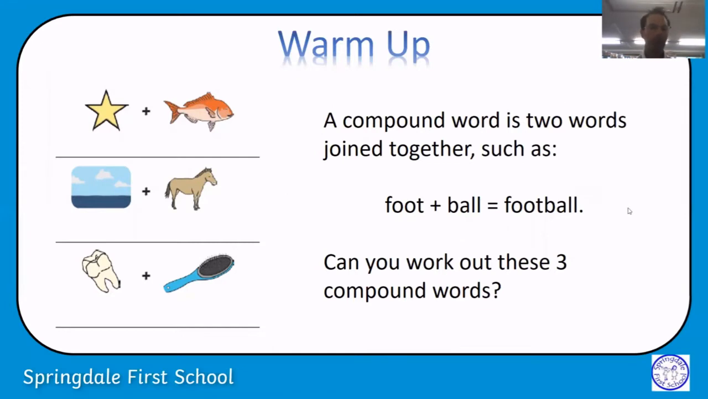So here I've got some pictures on the left-hand side, okay? These two pictures here join together to make a compound word. So a compound word is two words that are joined together, such as foot and ball. We join those two words together to make football. Two words joined together to make one. Let's see if you can work out these three compound words. Okay, pausing the video and you can go.